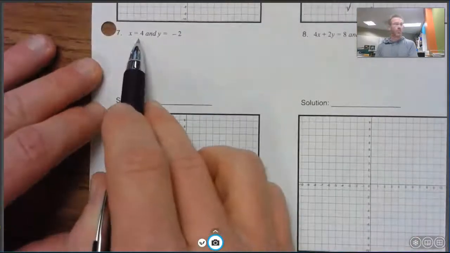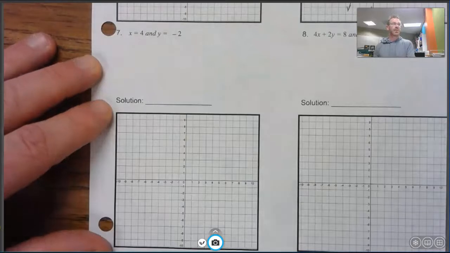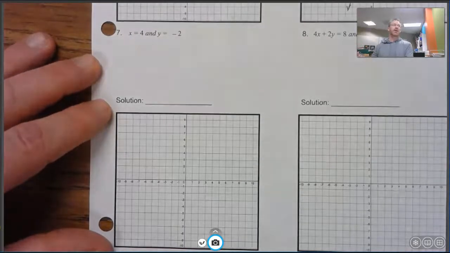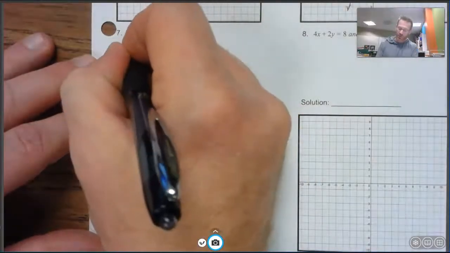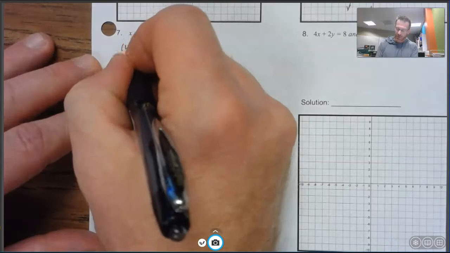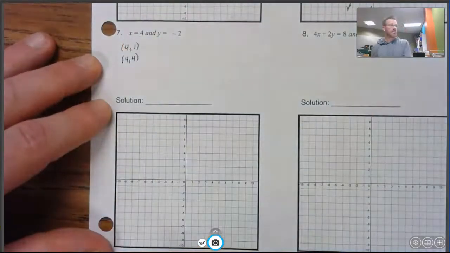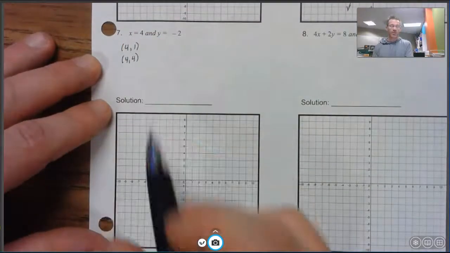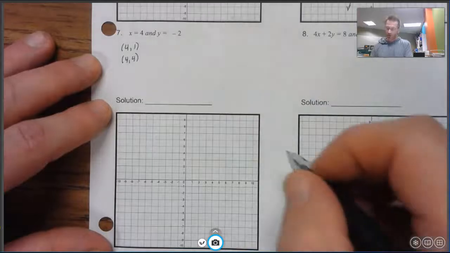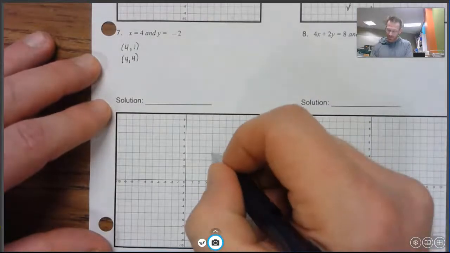So I have x equals 4. What I want to do is just generate points where x is 4. So I'm going to write 2 points: (4, 1) and (4, 4). It says x has to be 4, so I'm just going to write 2 points where x is 4: (4, 1), (4, 4).